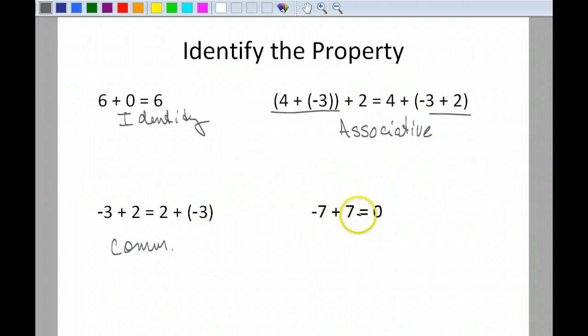Negative 7 plus 7 is equal to 0. What's this one called? A number plus its opposite is 0. It's called the inverse property.